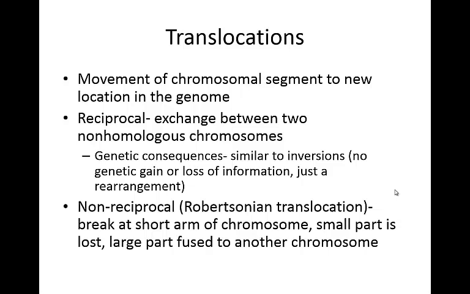What happens is you have a break at a short arm of a chromosome. That small part is lost, and the large part is fused to another chromosome. So in this case, you do have a genetic loss of information, just like you would with a deletion. The difference is the remaining chromosome, instead of just being on its own, it's going to attach to part of a different chromosome.